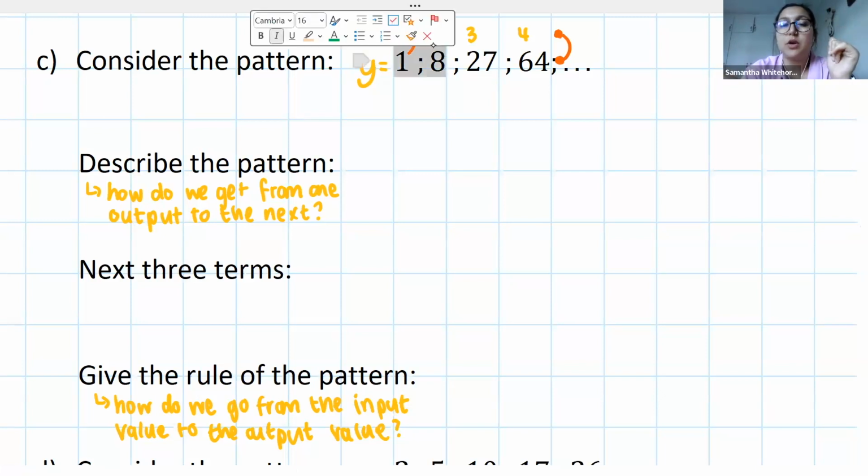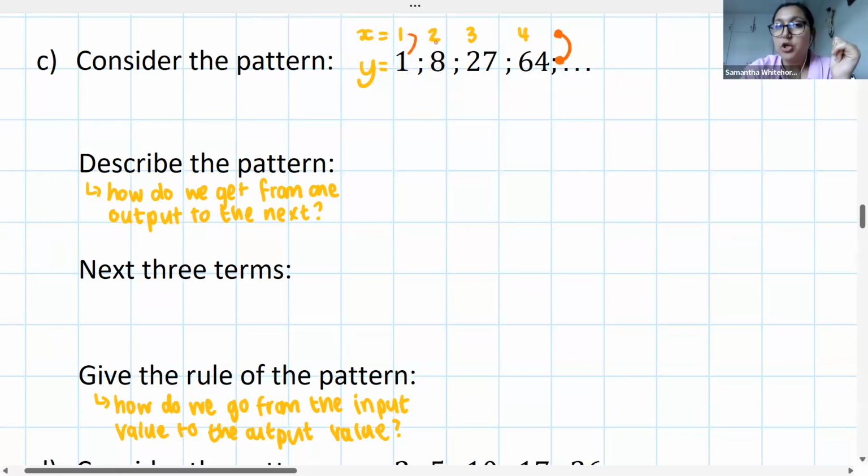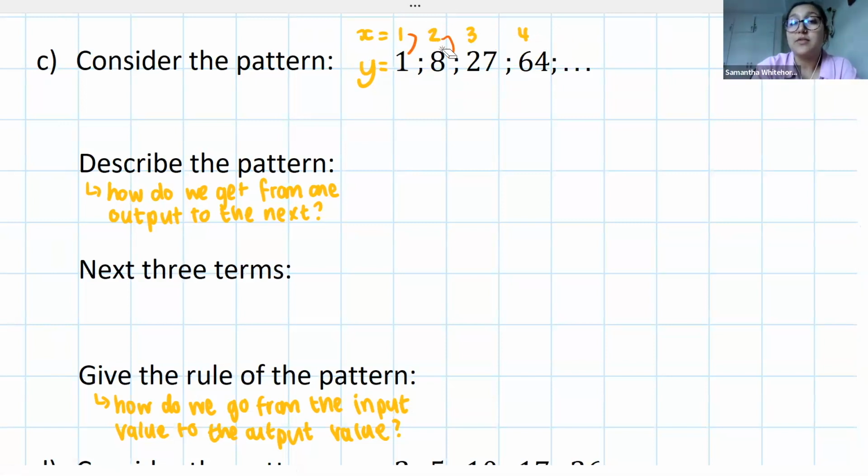Let's try cube. 1 cubed is 1. 2 cubed is 8. Okay, so it works for the second one. 3 cubed, 27, works for the third one. 4 cubed, 64, works for my fourth term. And so sometimes you have to think outside of the box in terms of what you are used to, and you need to work from here.